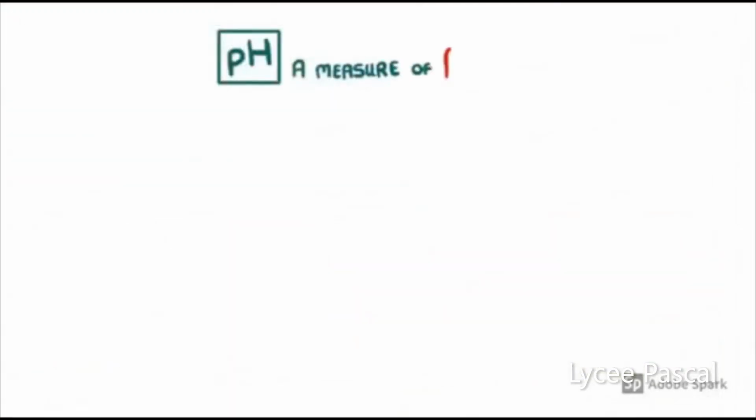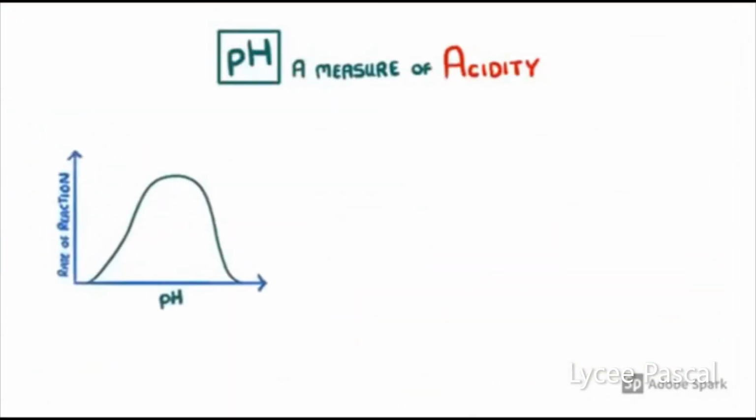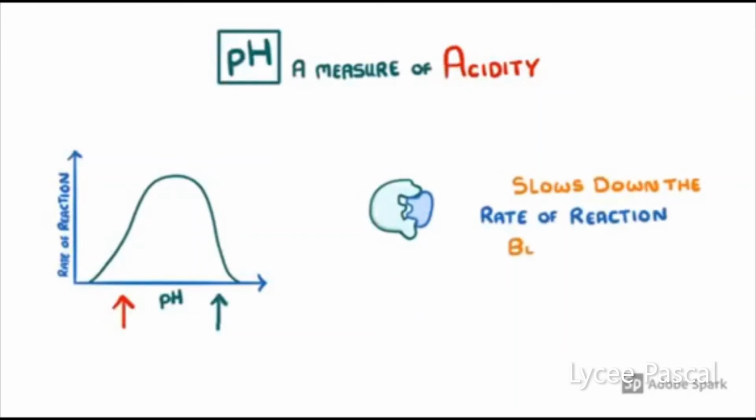Now we are going to talk about the pH, which is the measure of acidity. Now you can see in this graph, if the pH is low or high, it can lower the rate of the reaction. Just like the temperature, this happens because the enzyme bond starts to break. The change in the pH will cause the reaction to become slow until the enzyme is destroyed or inactive.